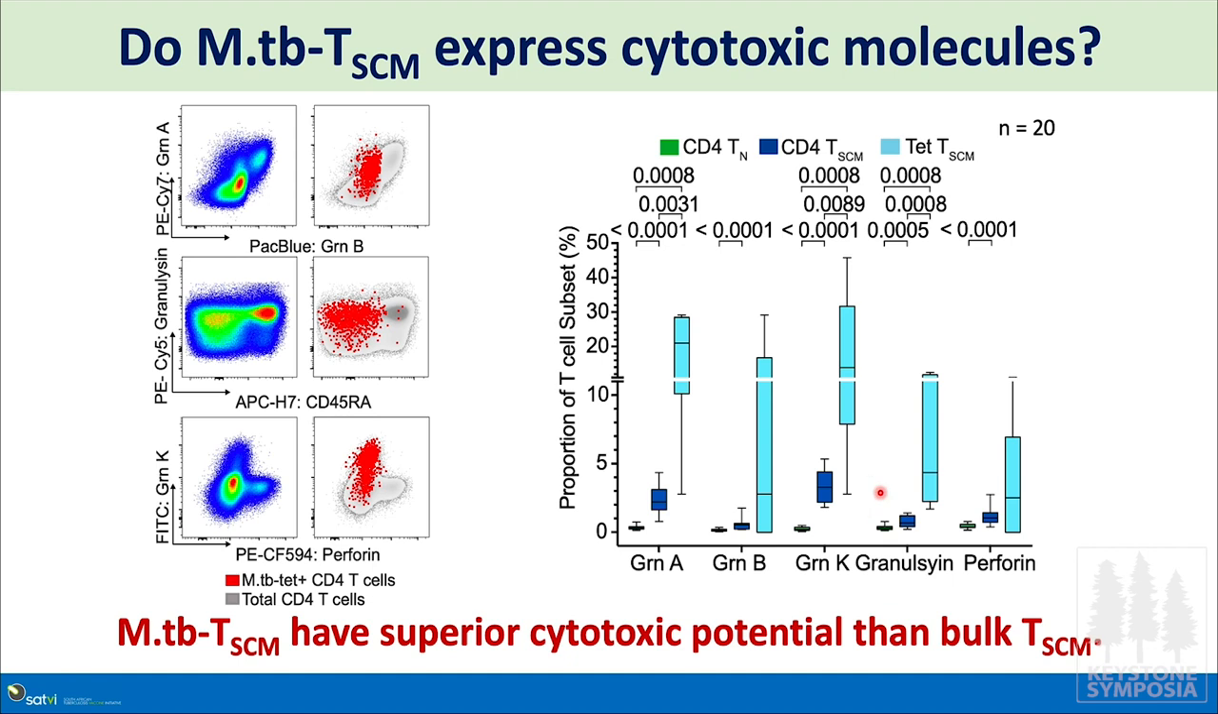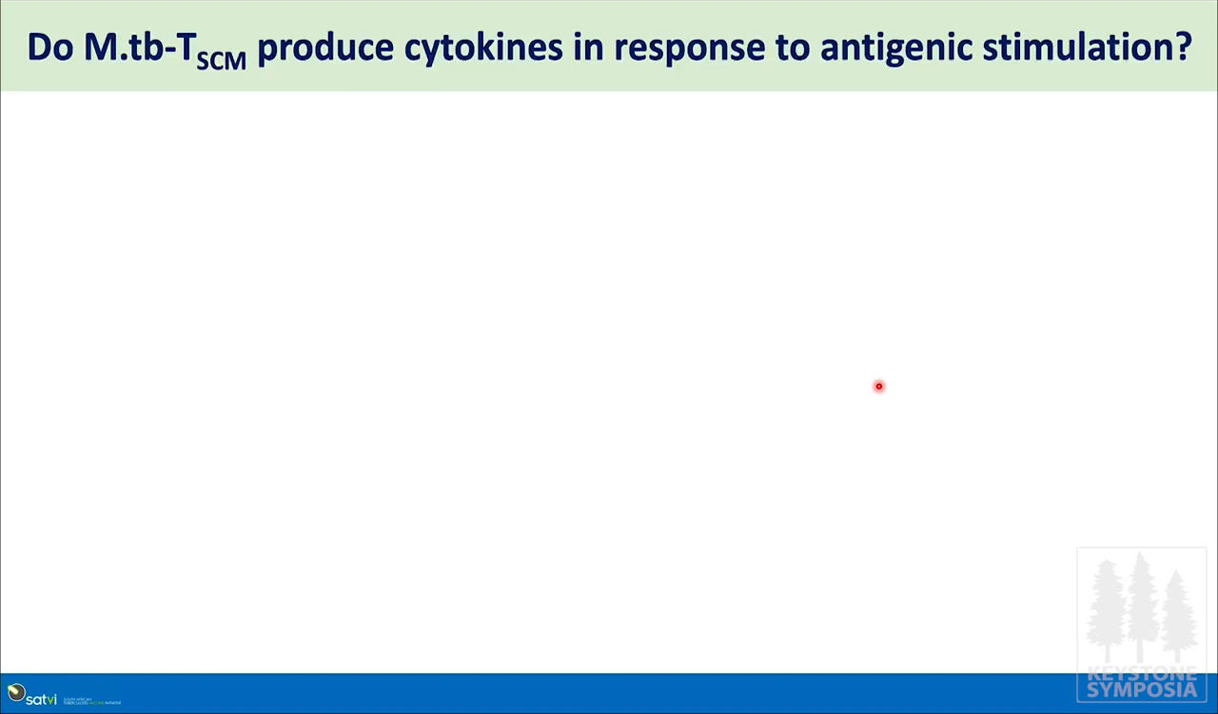And as cells become more differentiated, they tend to express more cytotoxic molecules, suggesting that these MTB-specific TSCMs are highly differentiated antigen-specific TSCMs. So a lot of studies, predominantly looking at CD8 T cells, have shown that TSCMs express high levels of IL-2. So we wanted to see if MTB-specific TSCMs do express a similar profile.